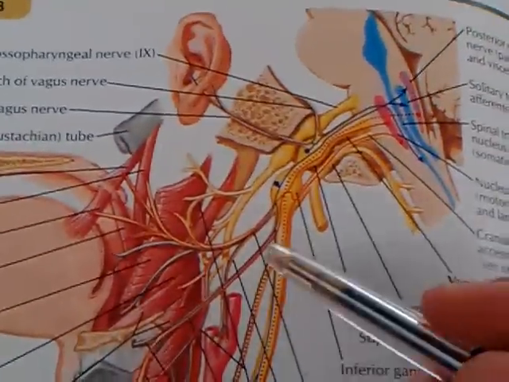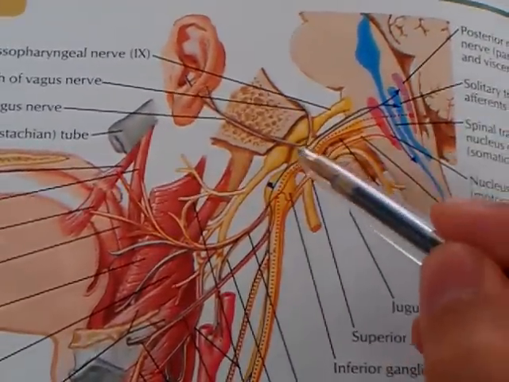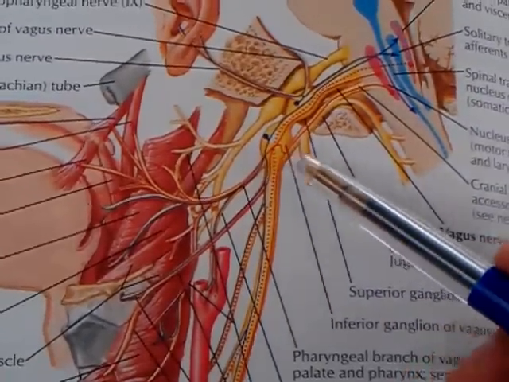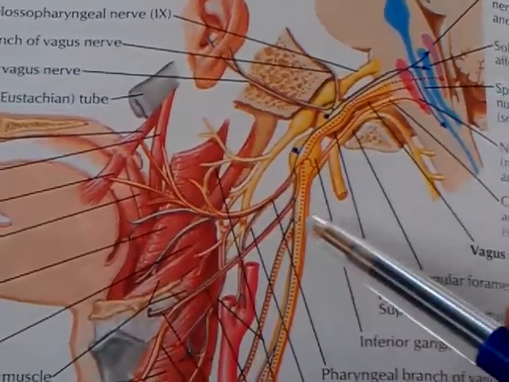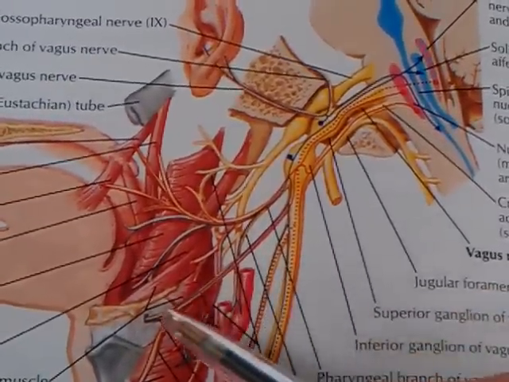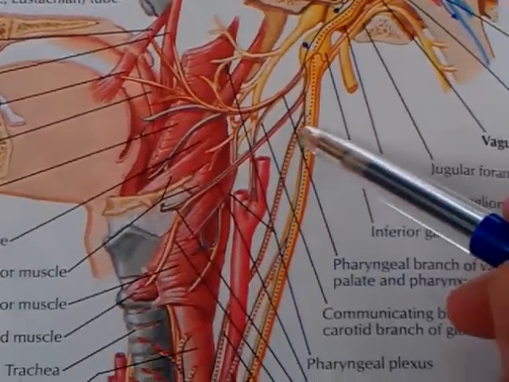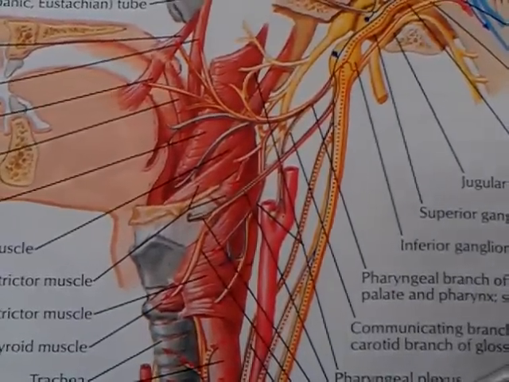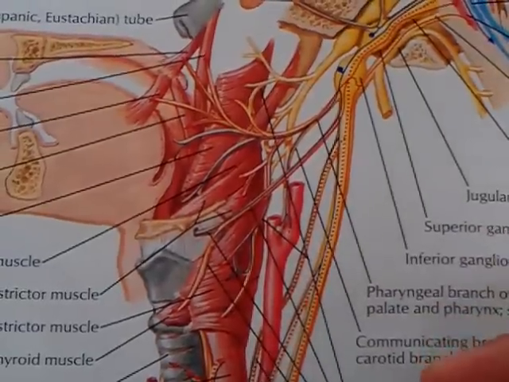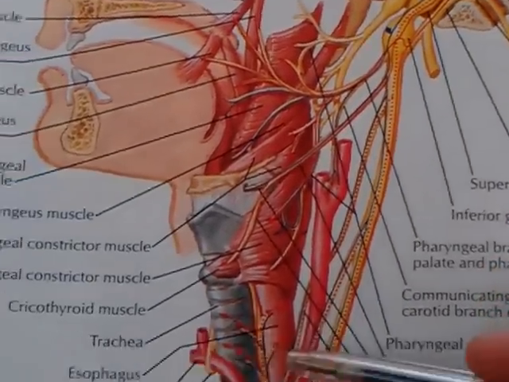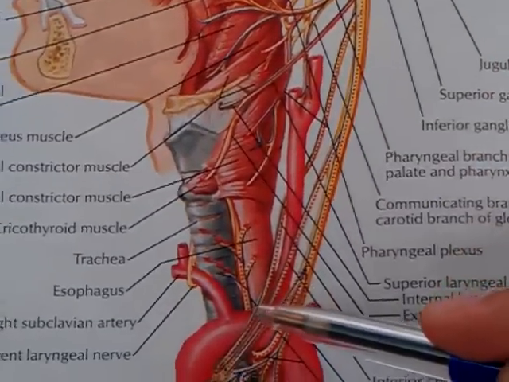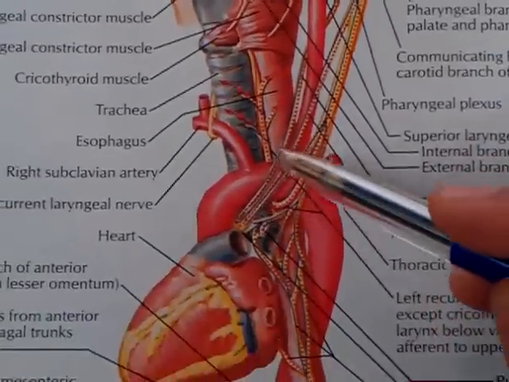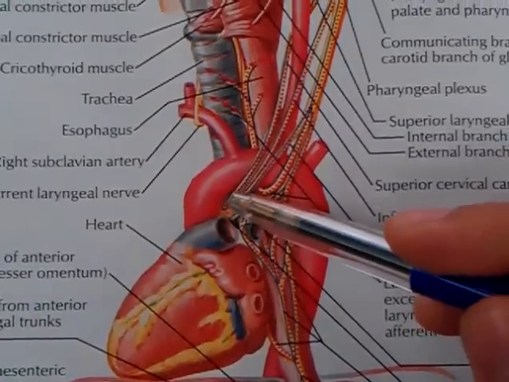Now for the branches. Firstly, it gives off a meningeal branch, then an auricular branch, then you have a pharyngeal branch, a superior laryngeal branch, and then you have a superior and inferior cervical cardiac branch, and a thoracic cardiac branch for the heart. Here it goes to the cardiac plexus.